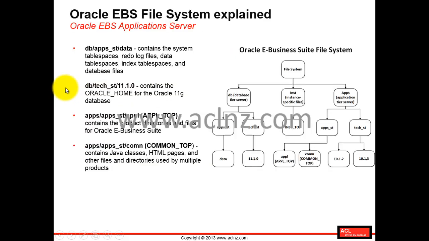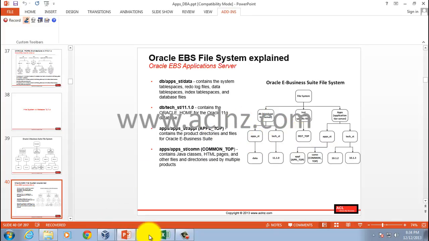So basically the database apps st/data directory contains the system table spaces, the redo log files, database table spaces, index table spaces, and database files. Whereas the 11.1.0 directory contains Oracle Home for the 11g database. Now I will minimize this and go in the server and show you this directory structure. Okay, so let's do that.